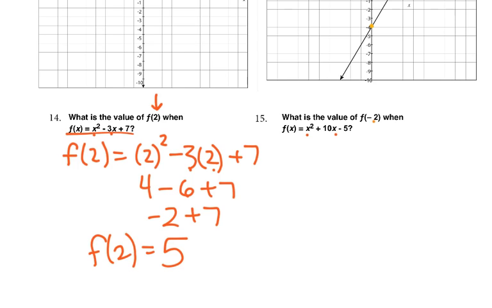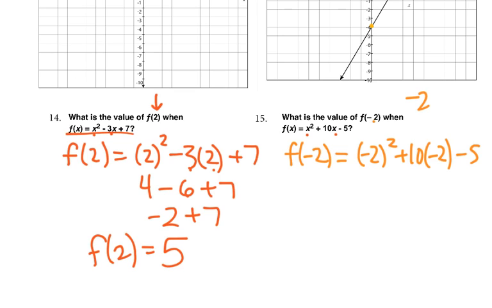15. Now I've got a negative 2. So I go f of negative 2 equals negative 2 squared plus 10 times negative 2 minus 5. Now on a calculator, if you just go negative 2 squared, it'll treat that squared without the negative. The negative should go inside, so if you're going to do it on a calculator, write it like that. Or just go negative 2 times negative 2, and you get positive 4.